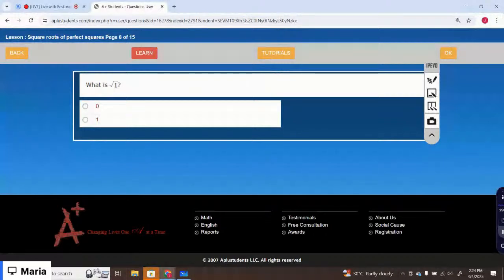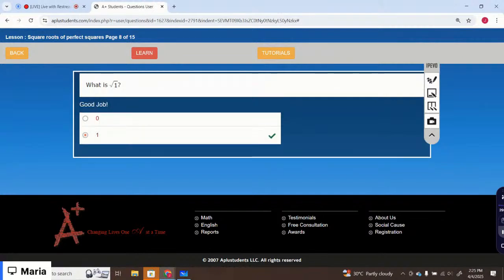What is the square root of 1? The square root of 1 is 1. Option number 2 is the correct option.